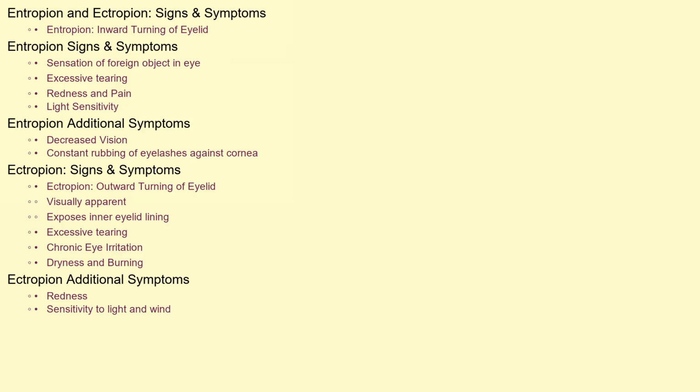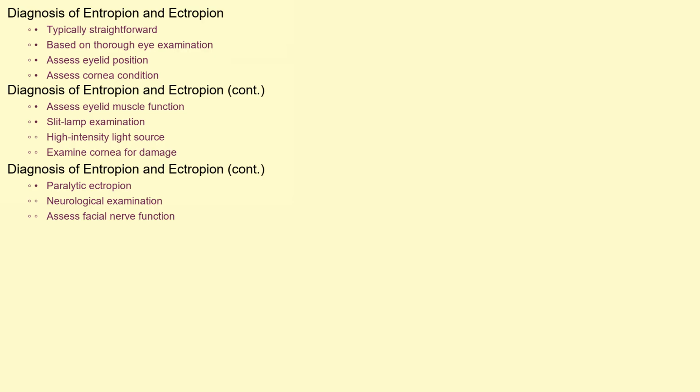The signs and symptoms of entropion and ectropion can be quite noticeable. With entropion, you might experience a feeling of something in your eye, excessive tearing, redness, pain, light sensitivity, and decreased vision. The constant rubbing of eyelashes against the cornea is a key indicator. For ectropion, symptoms include excessive tearing, chronic eye irritation, dryness, burning sensation, redness, and sensitivity to light and wind. The outward turning of the eyelid is visually apparent, exposing the inner eyelid lining.